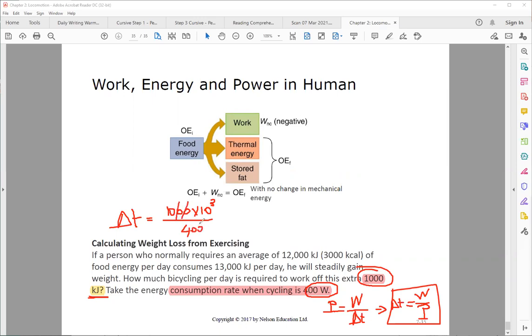Now, already you can eliminate these two zeros, and the 10 times 1,000 is 10,000. So this is 10,000 divided by 4, and this will give us 2,500 seconds. So this is the amount of time training required to burn this 1,000 kilojoules.